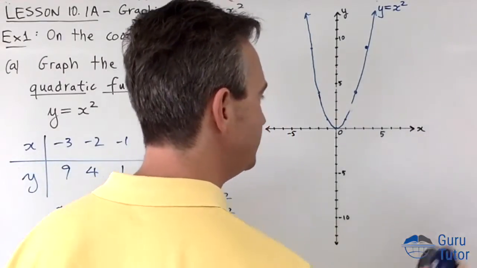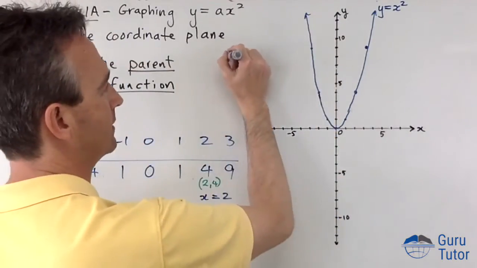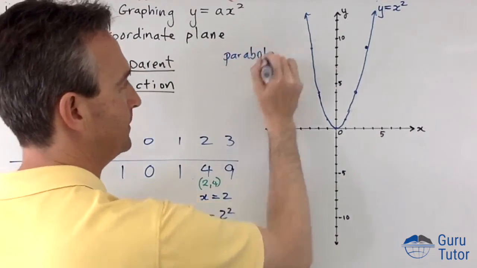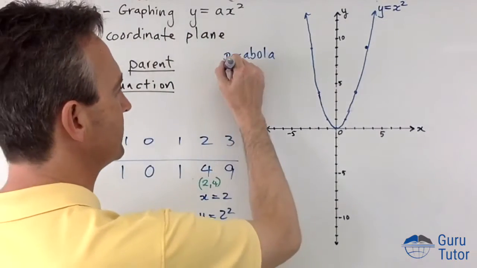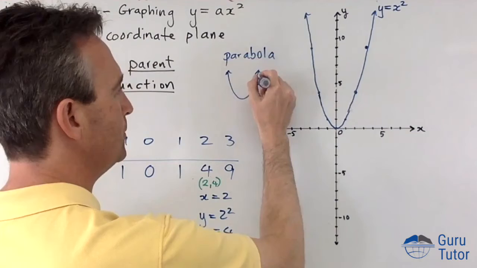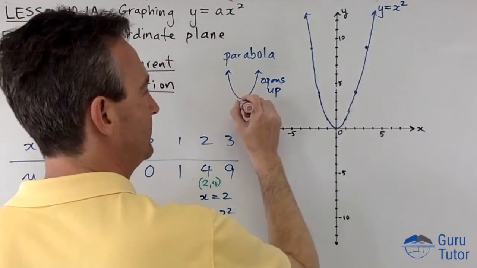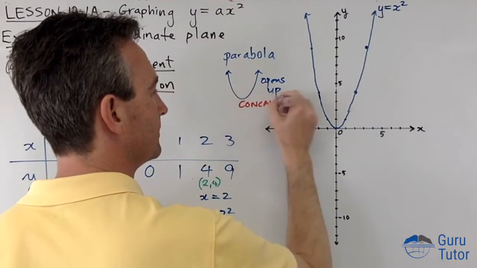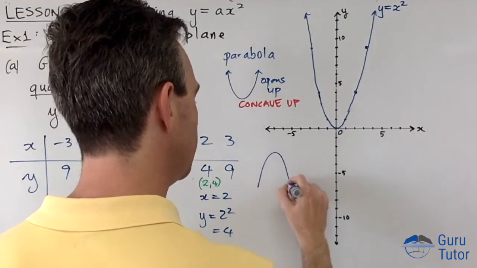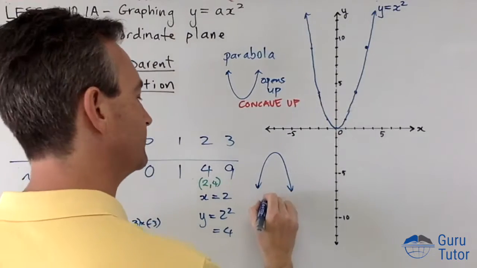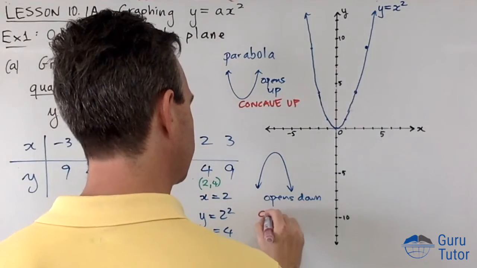Next thing, what is this shape called? It's got a really interesting name. The shape is called a parabola. And when it's like this, we say it opens up. Or you could also say it's concave up. And you're going to be doing these all the way up until grade 12. And if it's upside down, which can also happen, which might happen in the next example, we say it opens down. Or it's concave down.